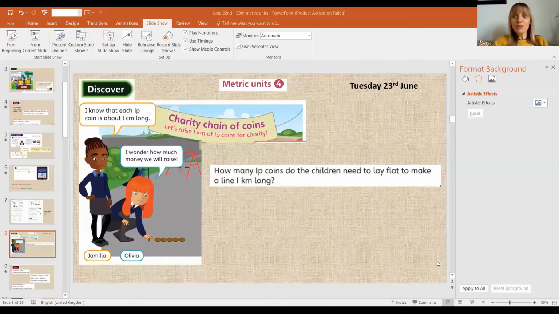So today's work, let me get sharing my screen so we can get on. Still doing some more on some metric units, a little bit like we did yesterday. So let me sort this out.